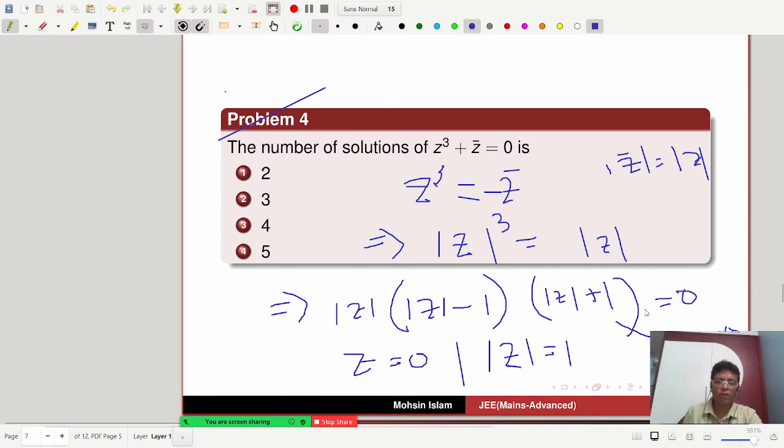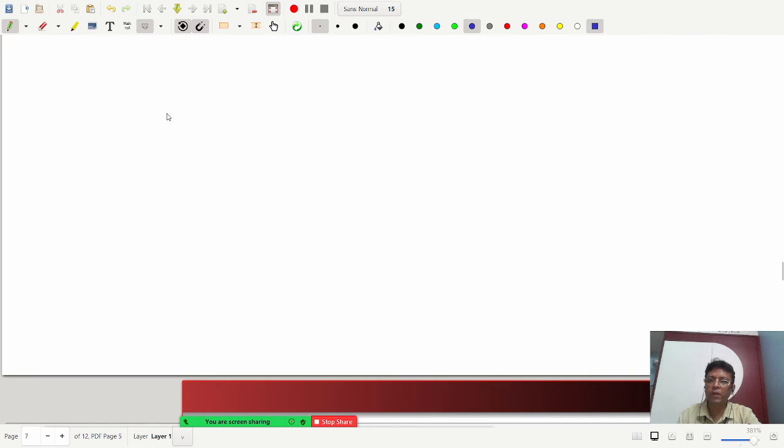So it is always positive. Mod z plus 1 is always positive. So only two possibilities you have. Either mod z equal to 0, that is mod z equal to 0 implies z equal to 0, or mod z equal to 1. Two possibilities you have, so let's solve the two possibilities. Mod z equal to 0 is only possible when z equal to 0.